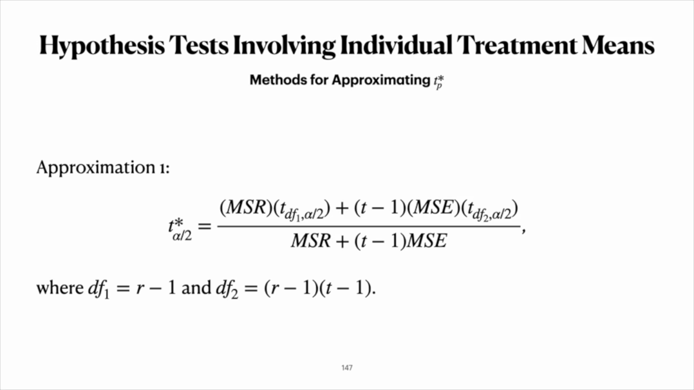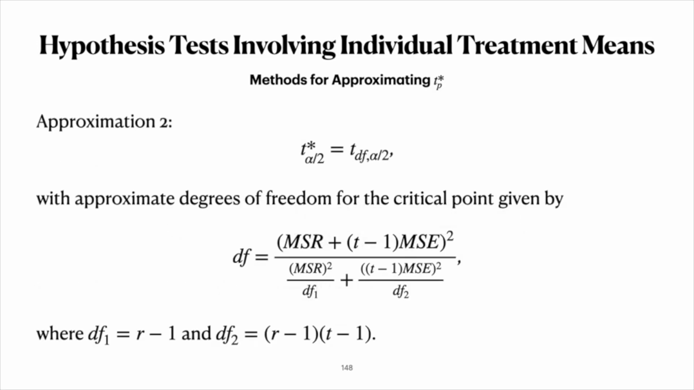For approximation method 1, the critical point is given by this expression. I'm not going to read through it. You can see here that things have canceled out somewhat, and we have a t-1 involved now. So it is a bit simpler. We don't have to calculate Q1 and Q2. Then for approximation method 2, where we are obtaining an approximate t-value, an approximate critical point, by approximating the degrees of freedom associated with that estimated variance, this is the formula that we get.